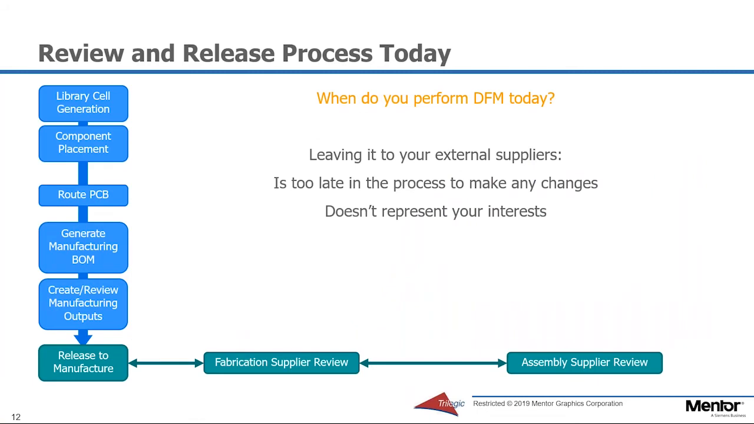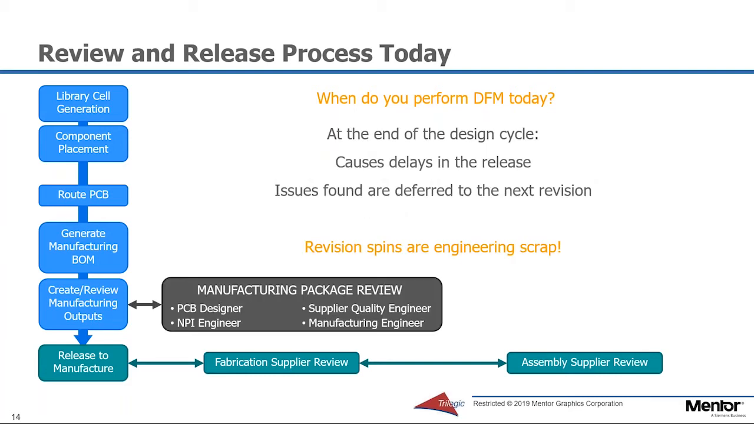Very often today, the DFM checks are being done by the fabrication supplier and assembly supplier at the time of release. This is too late in the design process to allow changes to be easily made. Or a manual review of the design is done at the end of the design cycle. This is still too late and results in either a delay in the release or a decision to defer changes to the next revision.